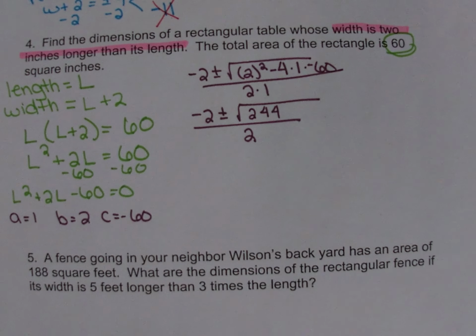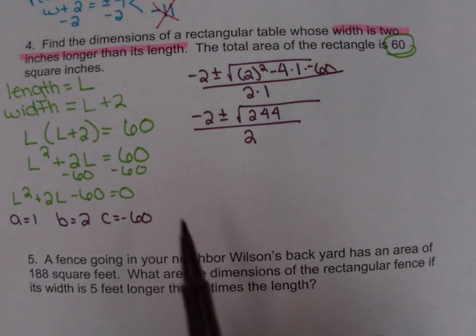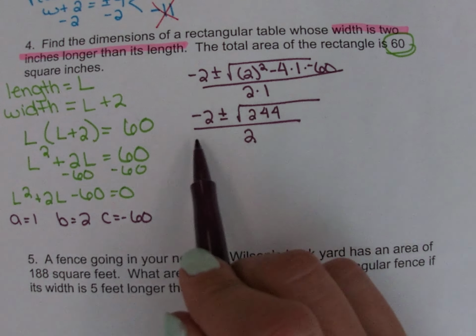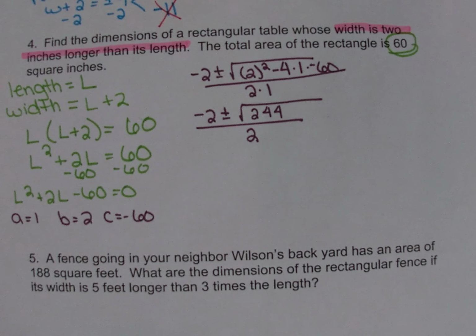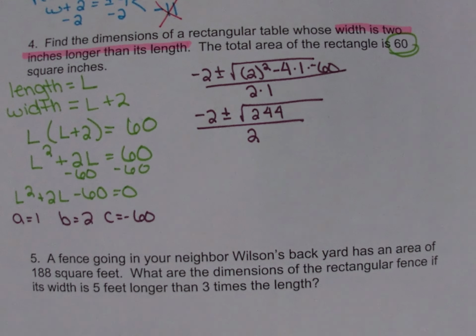asking us to find a length or width. It does not make sense for us to say a measurement is -2 plus or minus the square root of 244 all over 2 inches long, right? That does not make sense. So at this point in time, it is appropriate to get a decimal approximation.